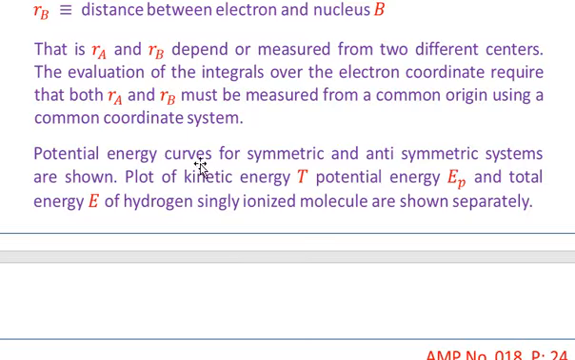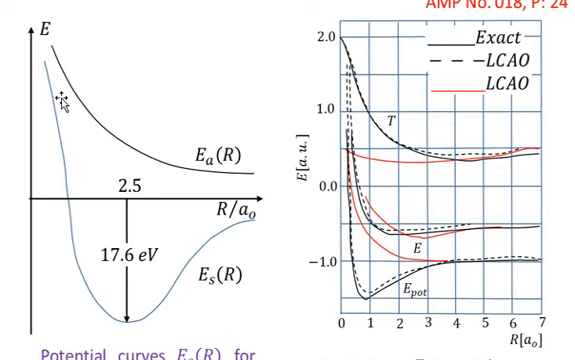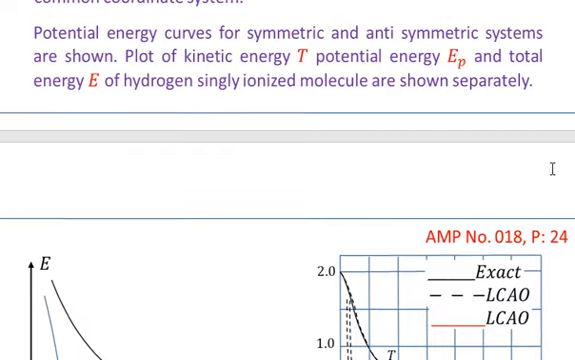The potential energy curves for symmetric and antisymmetric systems are shown on the next page. Plots of kinetic energy T, potential energy Ep, and the total energy E of the singly ionized hydrogen molecule are shown separately. So let's discuss the diagrams. The diagram on the left is actually the energy of the electron in the symmetric and in the antisymmetric case. So you see that this is the potential energy curve for the symmetric and antisymmetric systems.